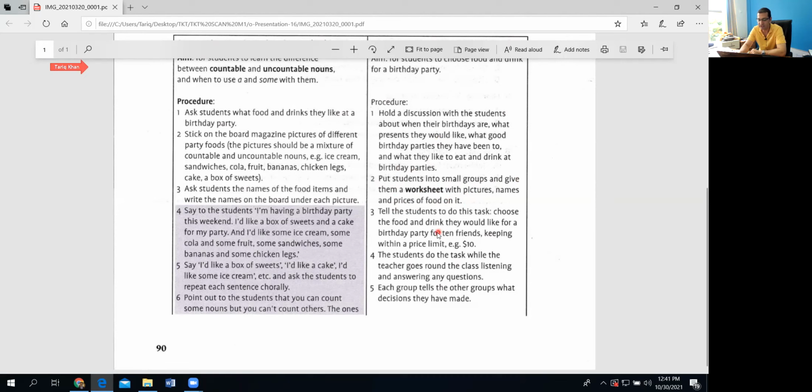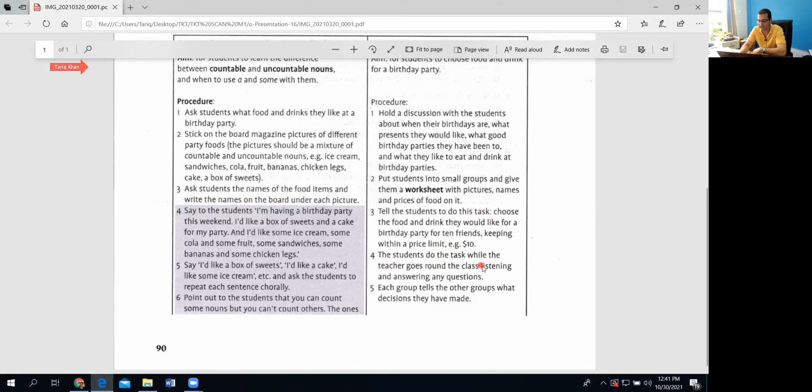Now further, what does she say? She's asking them to do this task: choose the food and drink they would like for a birthday party for 10 friends. Now this is a little bit different than that one. Keeping with a price limit, for example, $10. So she's giving the price list and the budget, and then they have to select out of it. And how many people? 10 friends are invited.